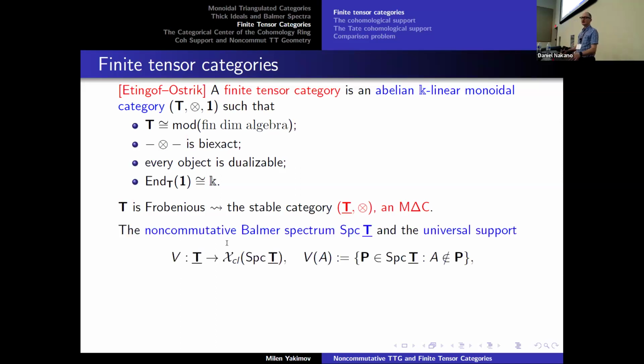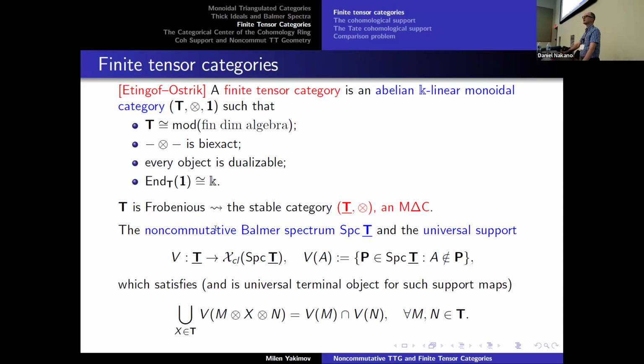So in this setting, we have the non-commutative Balmer spectrum, which was introduced before, the one that goes with a stable category. And we have something that we will call universal support. On the next line, it will become clear why it's universal support. So it's a map from the objects of our triangulated category to the closed subsets. So chi closed denotes the closed subsets of the topological space SPC of T, where the support of A is all prime ideals, thick prime ideals that do not contain A.